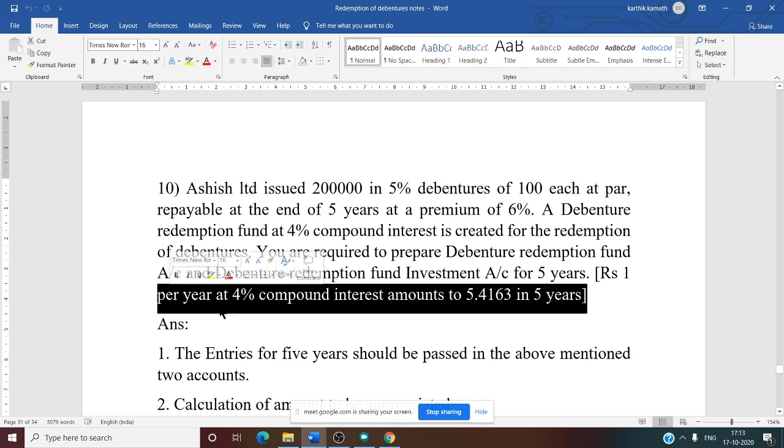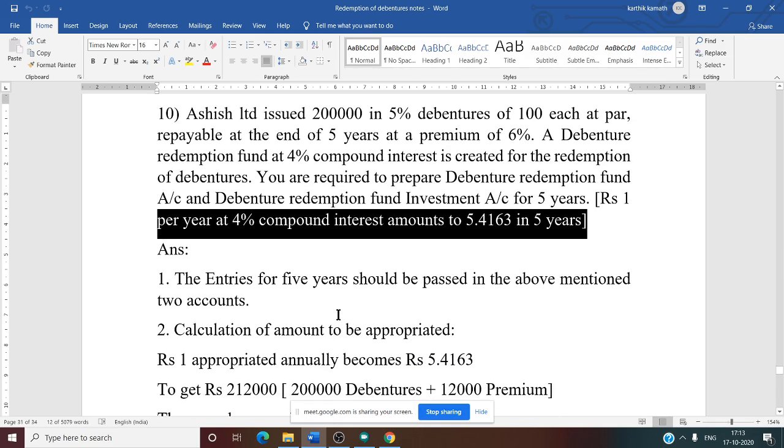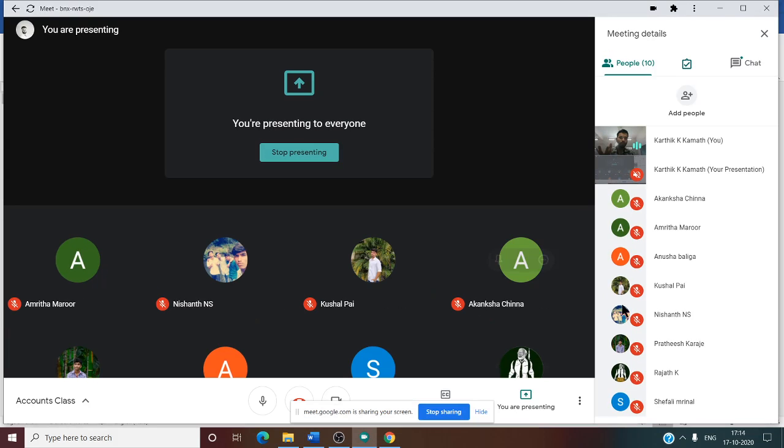But in this problem only two accounts, and the annuity table value is given. See this. For rupees 1 per year at 4% compound interest amounts to 5.4163 in 5 years. So for 1 rupee, 5.4163 is to be kept aside. Then for the total amount paid by the company to the debenture holder, how much are we going to keep aside from the profit and loss account? That we need to calculate. For that we are going to do one working note.